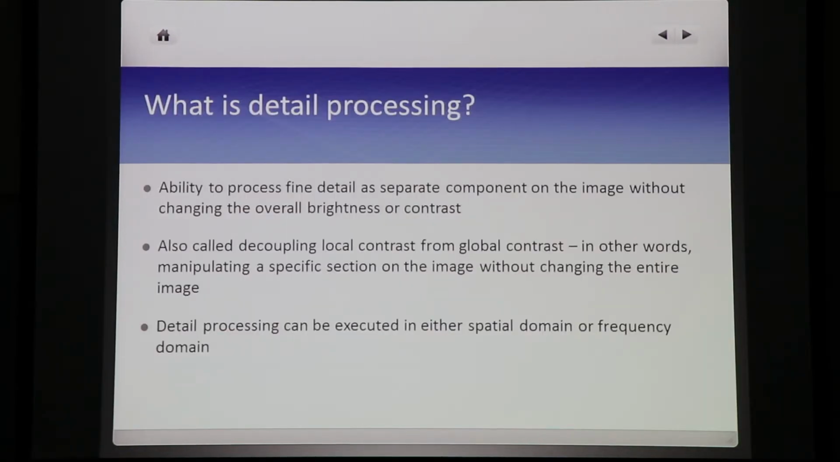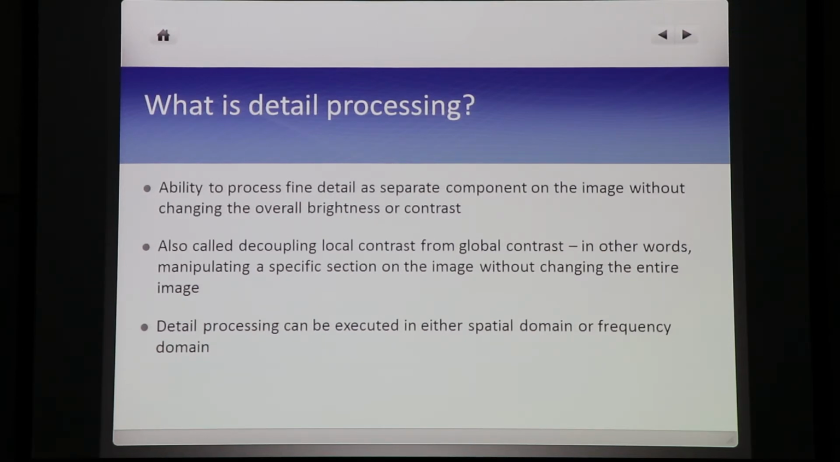So what is detail processing? You know what detail processing is because you've used it before. Edge enhancement and smoothing are two examples of detail processing, because it's either sharpening the image or softening the image, okay? So again, detail processing is going to allow you to process fine detail separate from the density and the contrast. This is just like what we were talking about in George's class. Brightness and contrast are really manipulated by the kVp and the mAs.